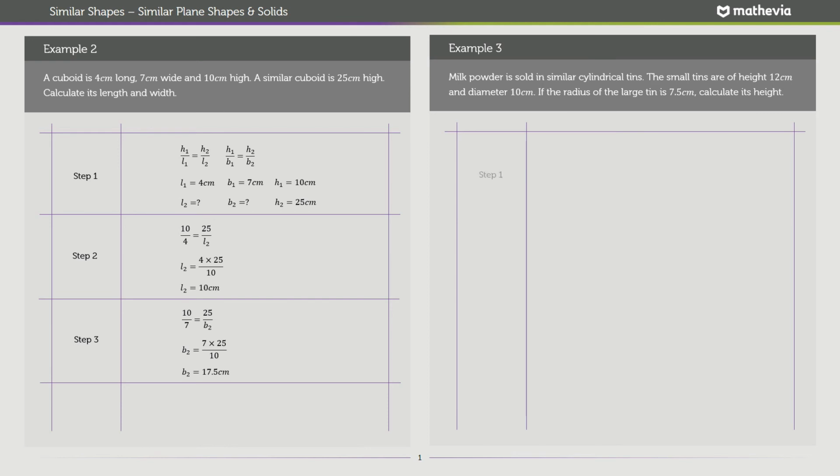Okay, so we have the height of the first tin 12 and radius 5. And the height of the second tin is what we're looking for, and we have a radius of 7.5 centimeters. Okay, so we establish a relationship between the radius and the height of the first tin. So we have R1 over H1, that gives us 5 over 12, and that would equal the ratio of the radius and height of the second tin, so 7.5 over something. Okay, and we can now go ahead and find that something, and what we have in the end is 18 centimeters. And that's it.